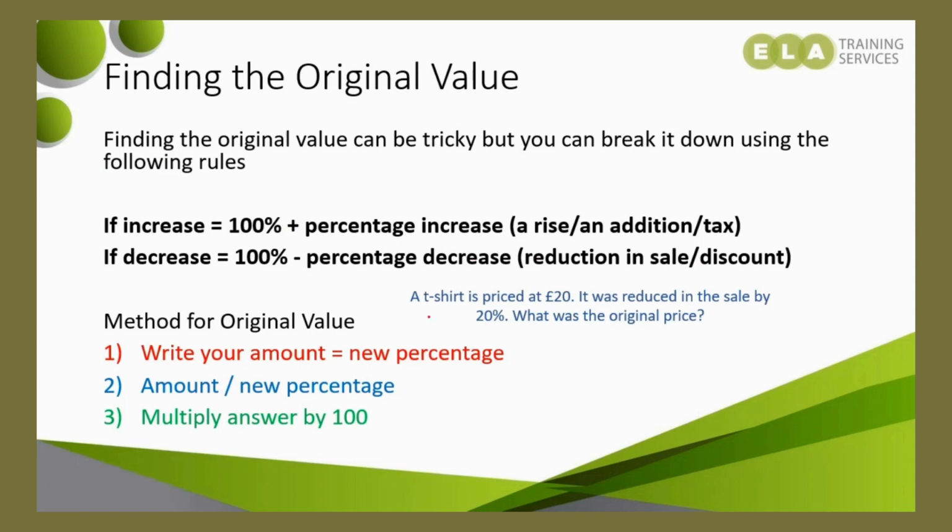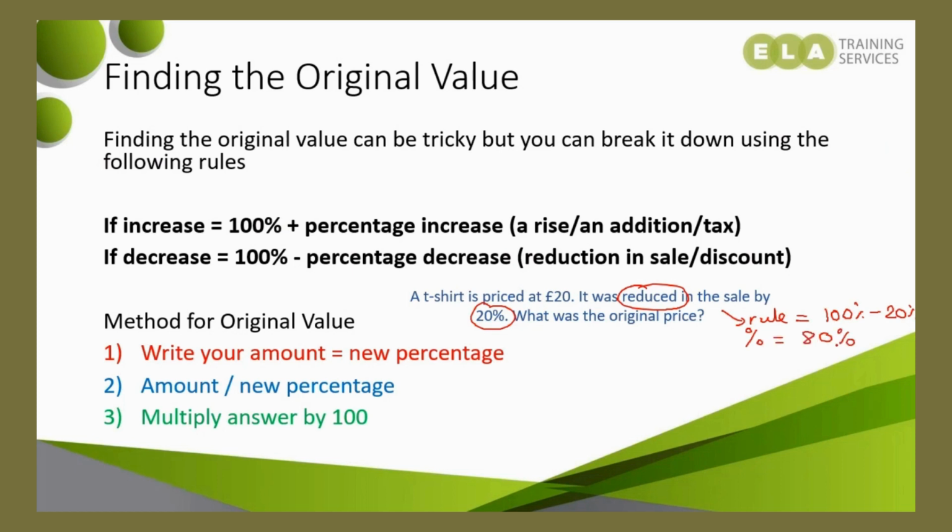So looking at this question here, we're given a t-shirt is priced at £20 and it was reduced in the sale by 20%. What was the original price? So we're not looking for 20% of 20. We're looking at what was that t-shirt before it was reduced by 20%. So you're doing what's called a reverse percentage. So we need to find out the rule. So the rule is focused by this word reduced here. So we're going to do 100% take away the percentage in the question, which is 20%, which means our percentage is equal to 80%.